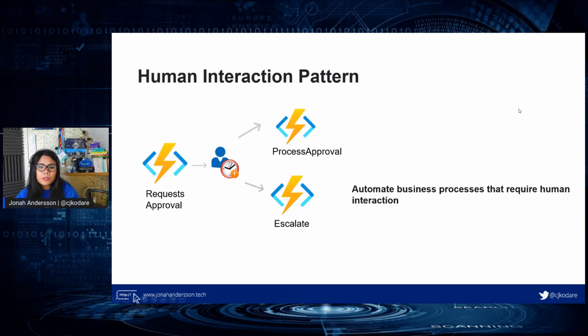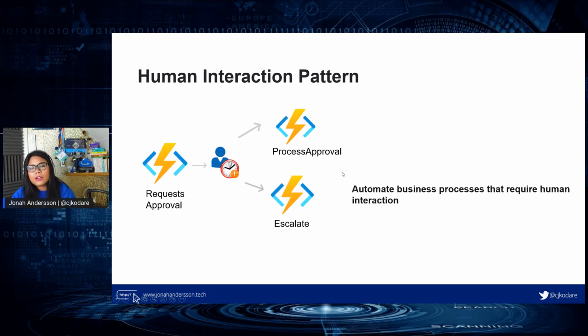So what you can do is that you request for approval, and side by side, you can have an external event where a human being responds to that approval request, or you can have a durable timer and do the automation process if that external event doesn't get any response in a certain time.